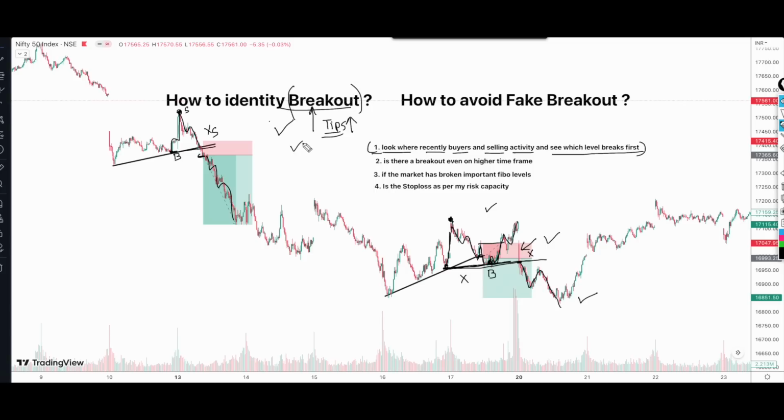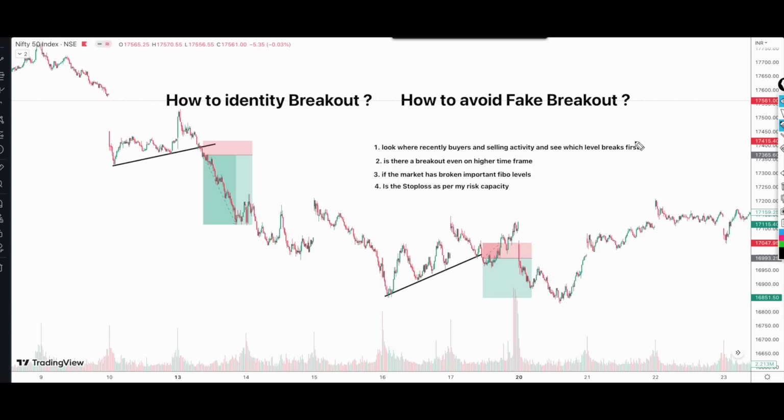If we enter at the right breakout, we have a chance of making 1 to 2% return. So we should not miss the opportunity. So here, definitely market went up to this level. Good profits we could have booked here. So this is something which I look at in every trade.